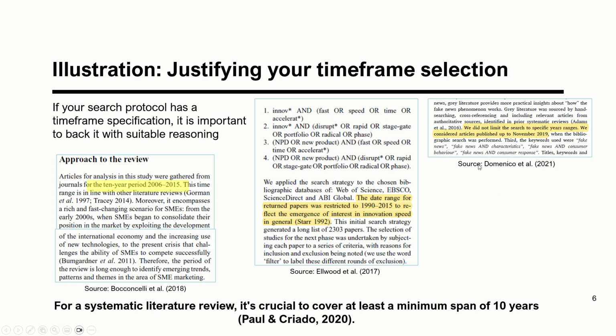Now, unlike this, the Domenico et al. 2021 paper says that they do not limit the search to specific years. They go up to November 2019 and they perform a very comprehensive search. Now, for a systematic review, an SLR, it's crucial that you cover at least a minimum span of 10 years, going by what Paul and Criado 2020 recommend. It's always good because that way you've been very comprehensive in what you've searched for.